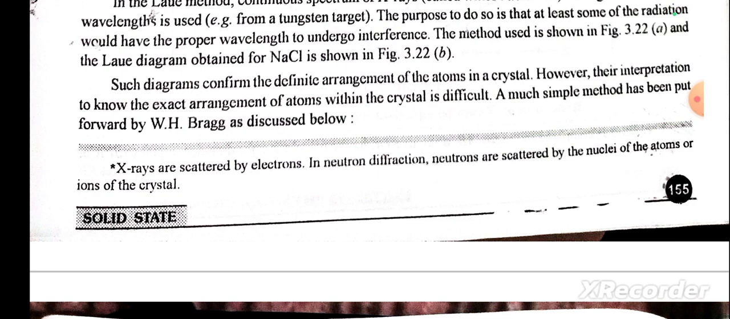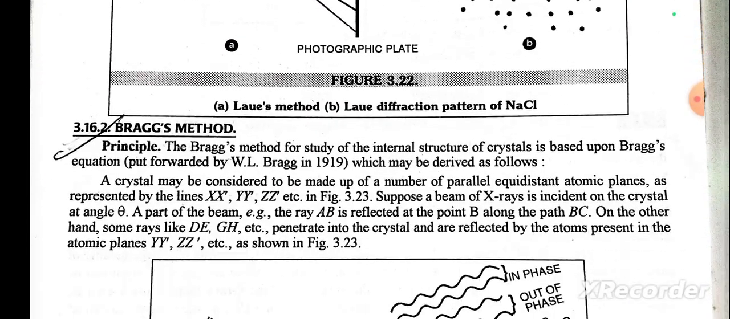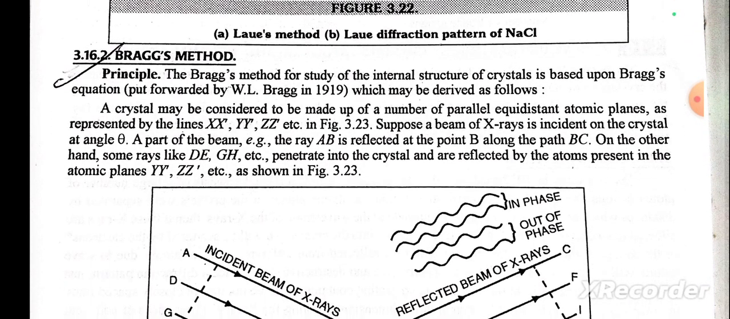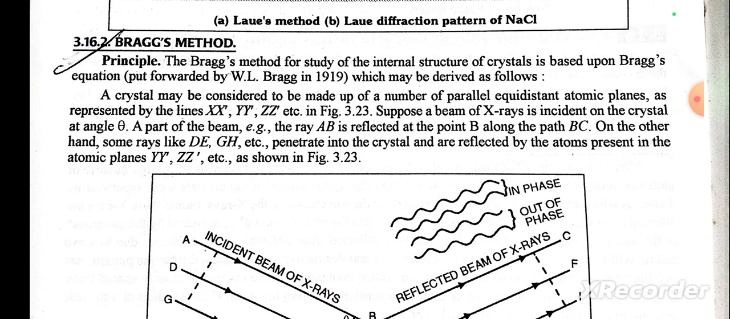However, the interpretation of the exact arrangement of atoms in the crystal is difficult. A simple method has been put forward by W.H. Bragg, as discussed below. Bragg's method. The Bragg method for a study of the internal structure of a crystal is based on the Bragg equation, which was derived as follows. A crystal is considered to be made up of a number of parallel equidistant atomic planes, represented by the lines xx', yy', and zz' in figure 3.23.